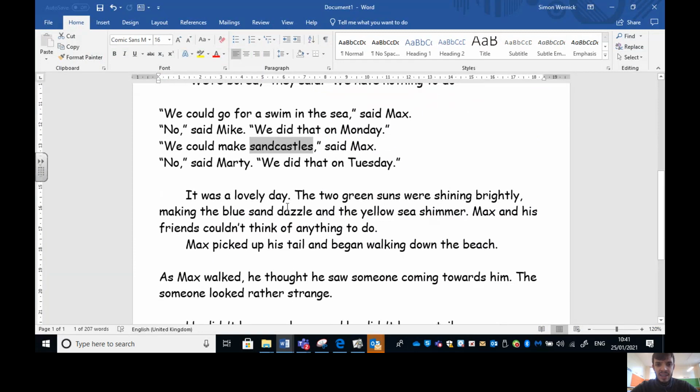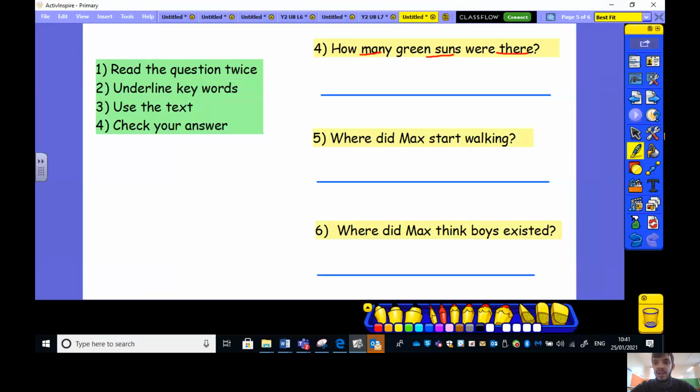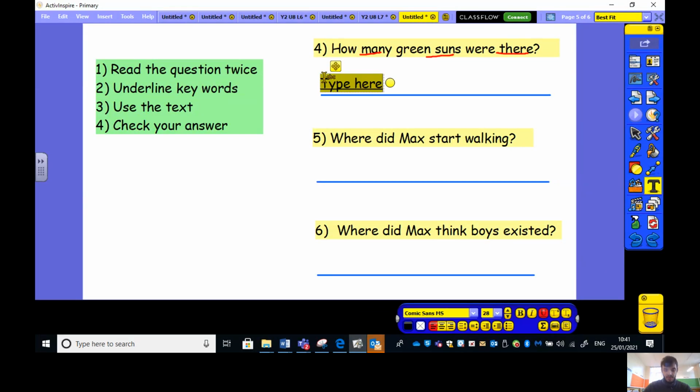It was a lovely day. The two green suns were shining brightly. So how many green suns were there? There were two green suns. Well done if you got that correct.